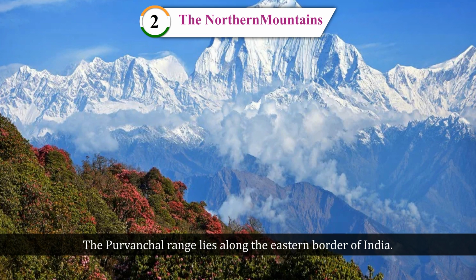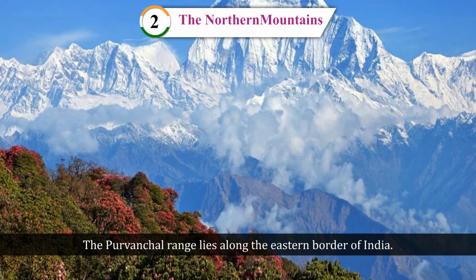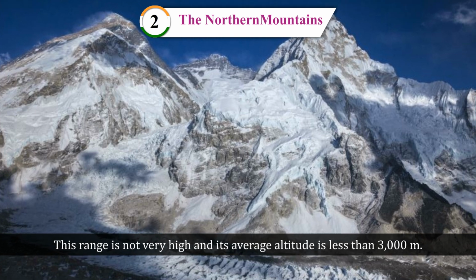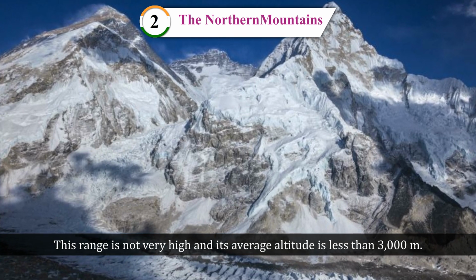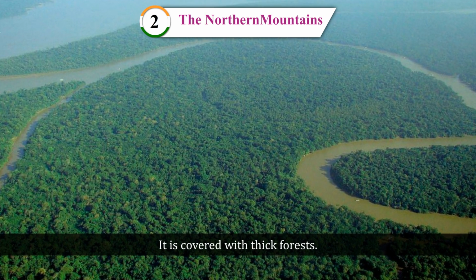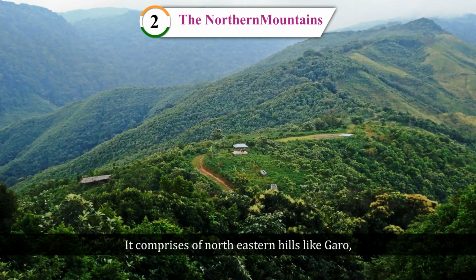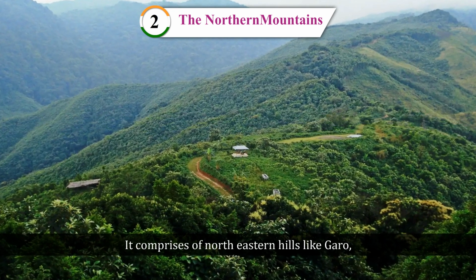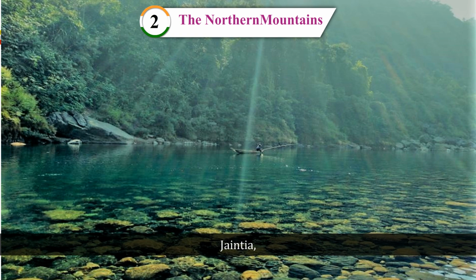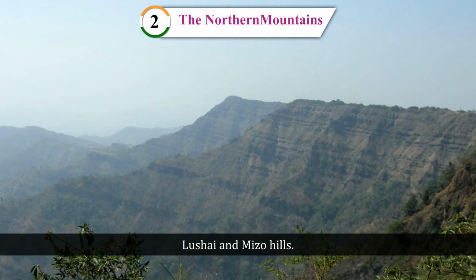Purvanchal. The Purvanchal range lies along the eastern border of India. This range is not very high and its average altitude is less than 3,000 meters. It is covered with thick forests. It comprises of northeastern hills like Garo, Khasi, Jaintia, Naga, Lushai and Mizo hills.